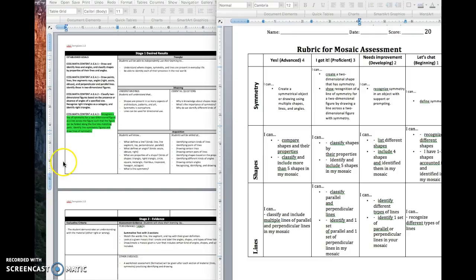What I was saying, if you watched all the way to the end, is that I would go back to the standard and almost start by using the language of the standard and then revise it as it makes sense. So that's what I did over here.